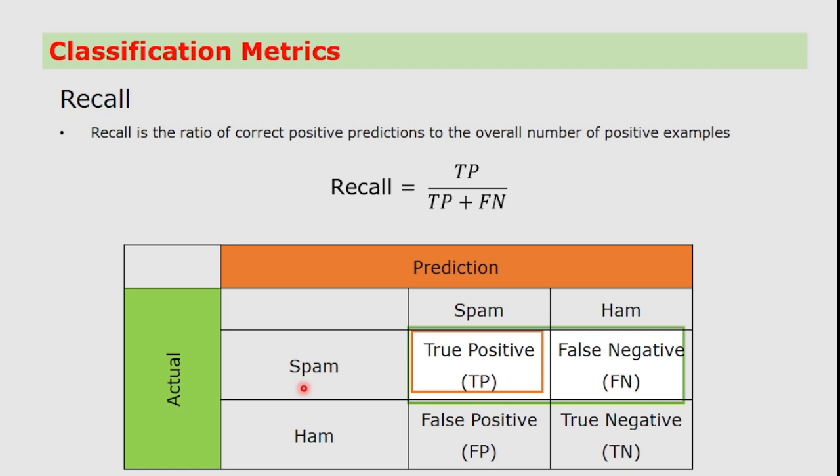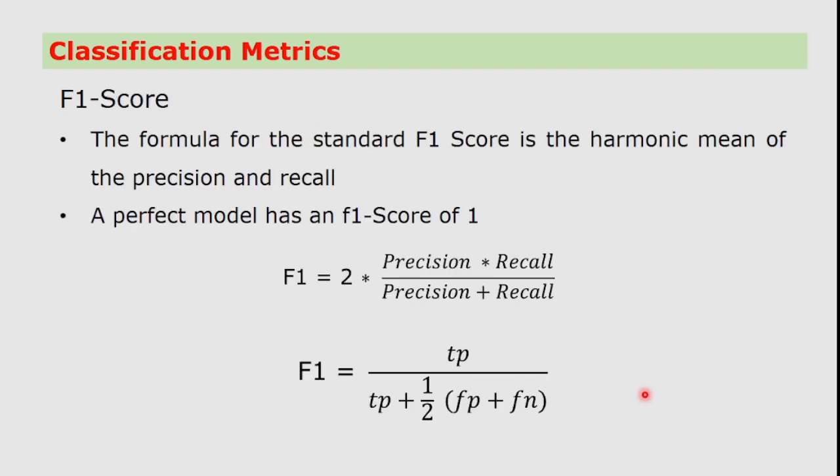So recall is the ratio of correct positive predictions to the overall number of positive examples. In mathematical terms, if you define recall, it is the ratio of true positive to true positive plus false negative. In continuation of the previous example, we can see what is meant by F1 score.